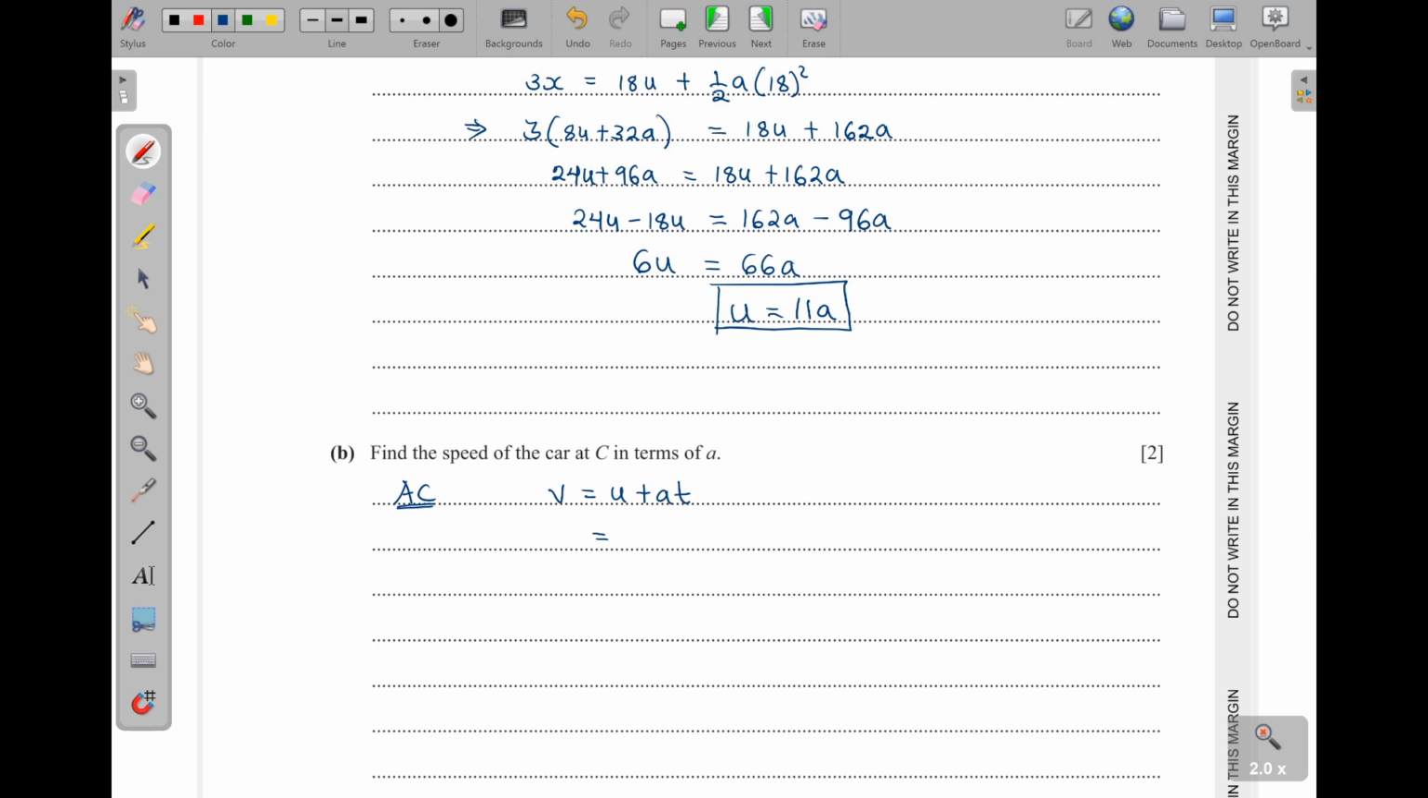So the U, we have gotten it as 11A. So we shall put 11A, then plus A times the time taken, which is the 8 plus the 10, which is 18. So we have 18A. That means V here is going to be equal to 11 plus 18, you get 29. So it will be 29A, just like that.